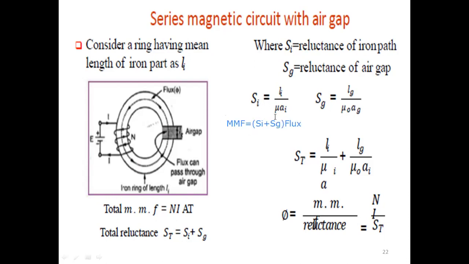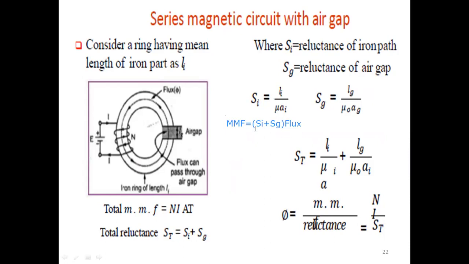We are going to measure SI by using the formula. SG also we are using this formula. So total MMF equals SI plus SG equals flux. Our total reluctance into flux is nothing but MMF. Yes or no? Yes, sir. So ST is there here. Total reluctance ST equals SI plus SG. MMF equals SI plus SG also. We can write down this formula also.